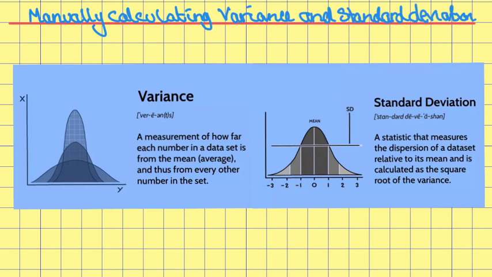Well, the variance is a measure of how far each number in a data set is from the mean, and thus from every other number in the set. So it's a way of us telling how spread out a data set is away from the mean. The standard deviation is a statistic that measures the dispersion of a data set relative to its mean and is calculated as the square root of the variance.